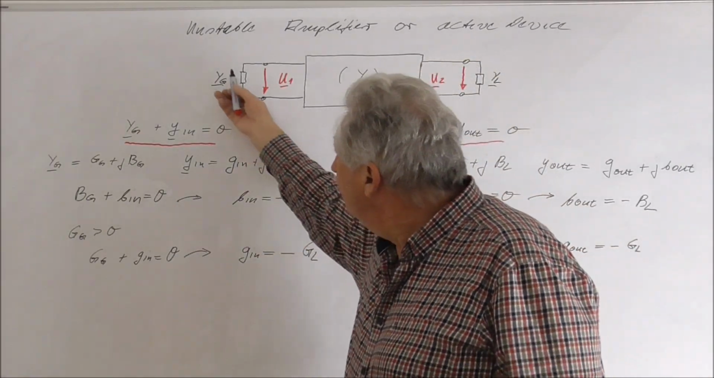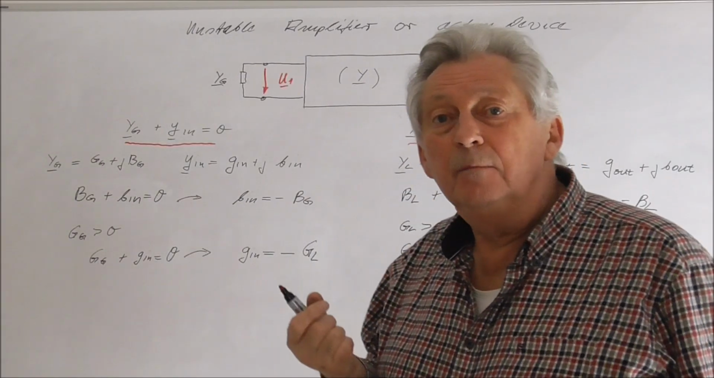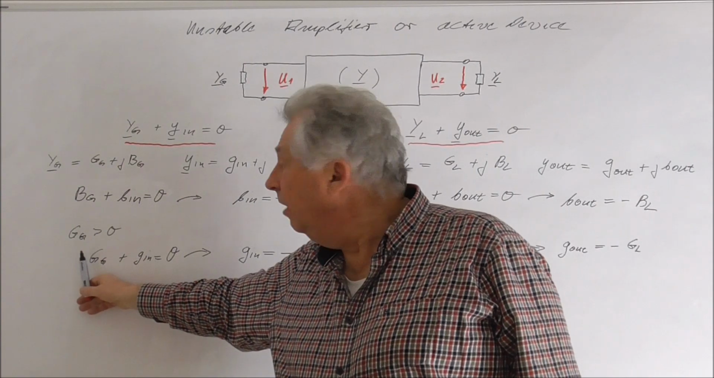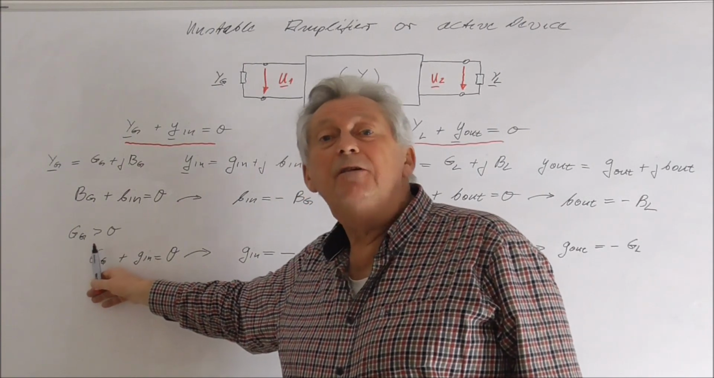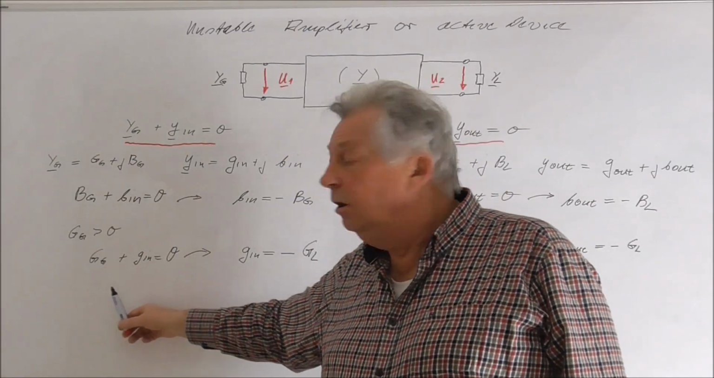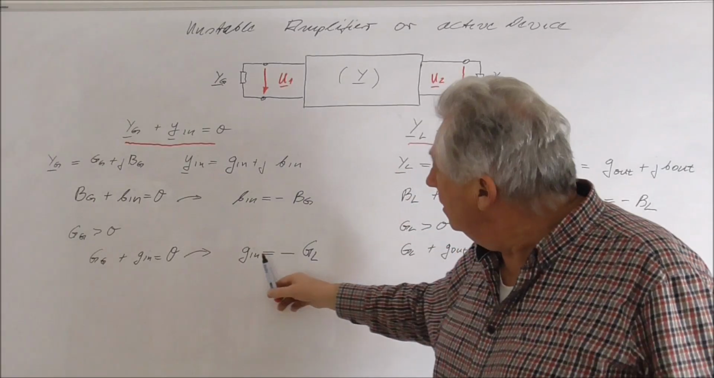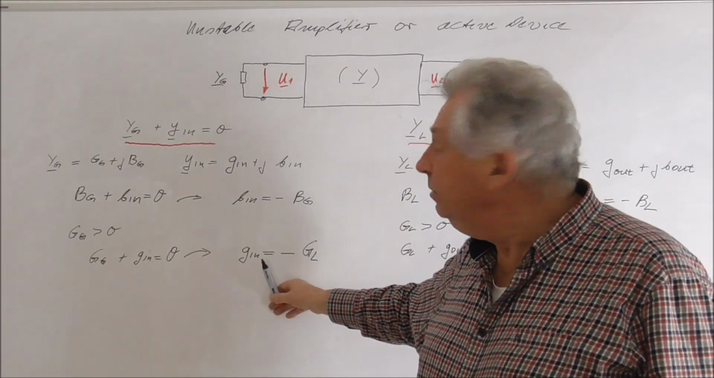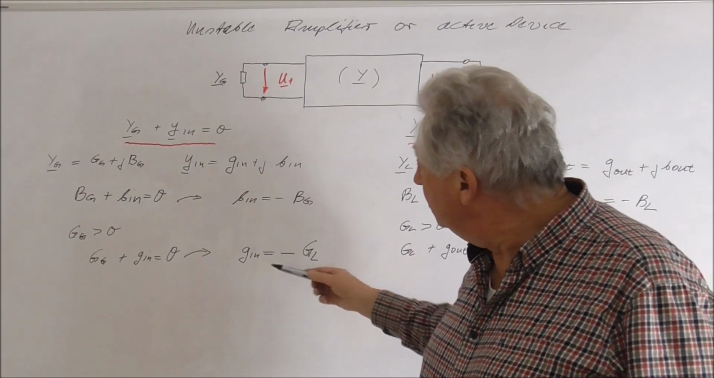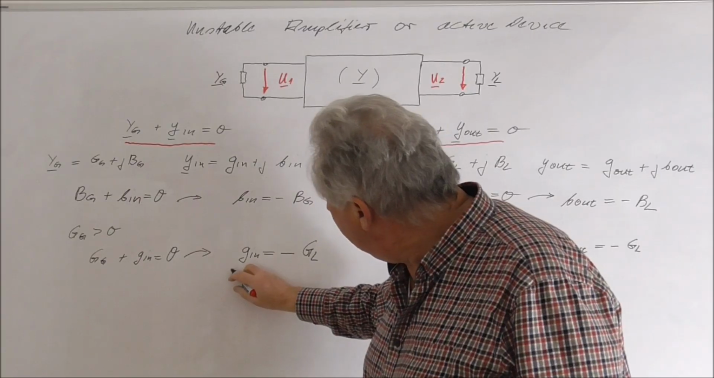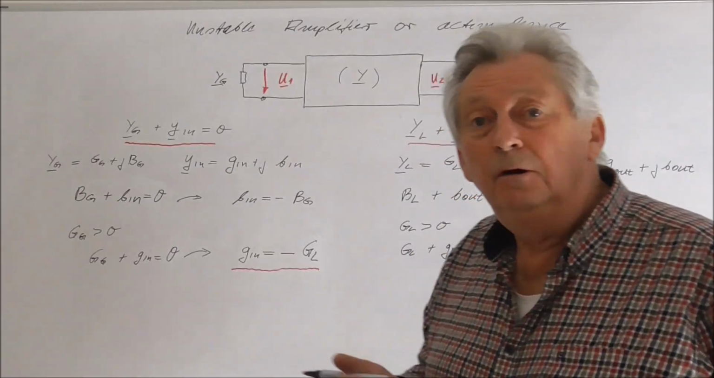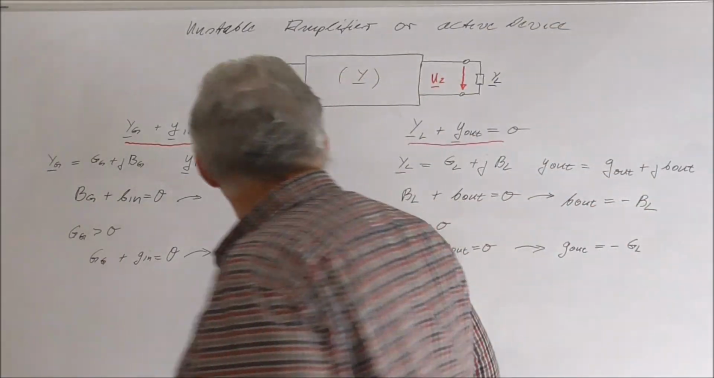But in the case of a real generator admittance, we know that the generator conductance will always be greater than zero, and if this equation shall hold true, then the small signal input conductance must become negative. And this is the first time you see here that the small signal input conductance can become negative.